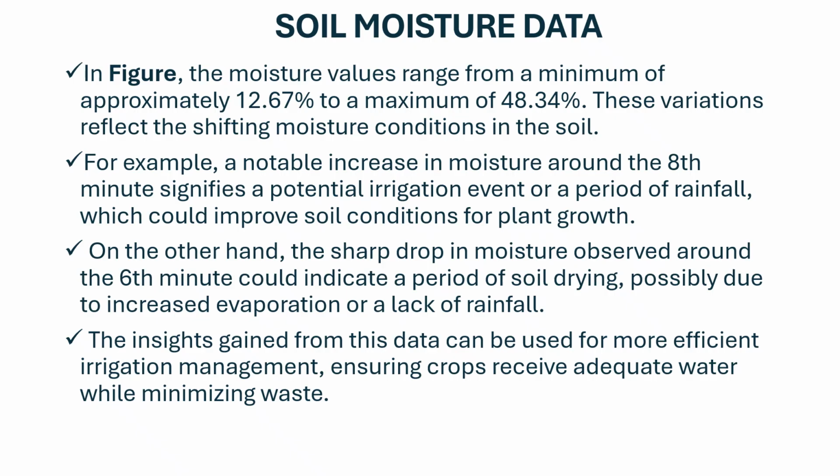Let us take an example. We can see an increase in the moisture level around the 8th minute. You can see from the figure that around the 8th minute this signifies a period of irrigation. Around the 8th minute the moisture level increases. That means this is a period of irrigation or rainfall. Whenever there is higher moisture in the atmosphere, there will be chances of rainfall.